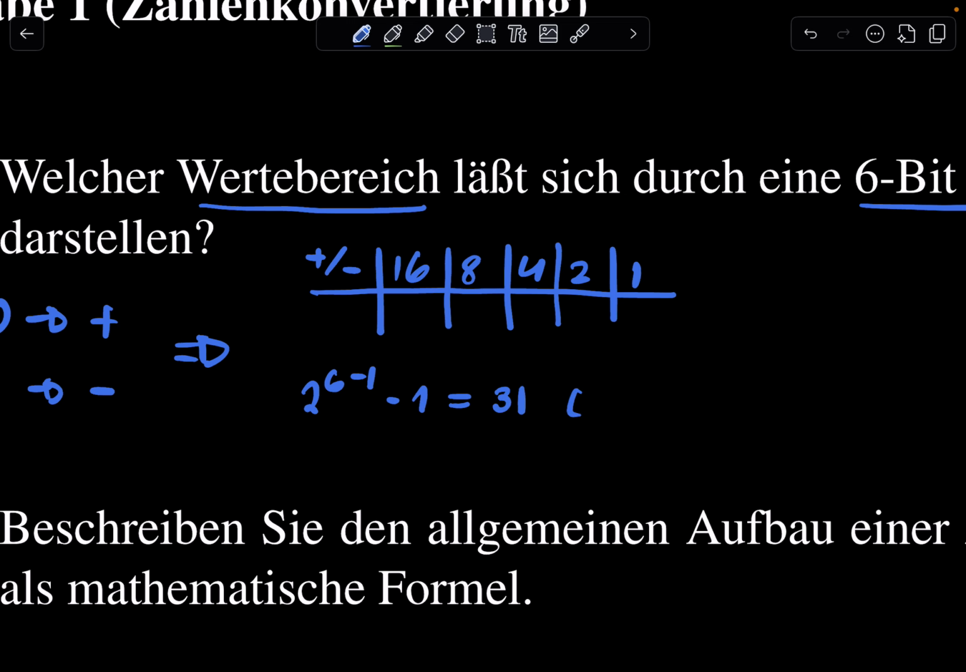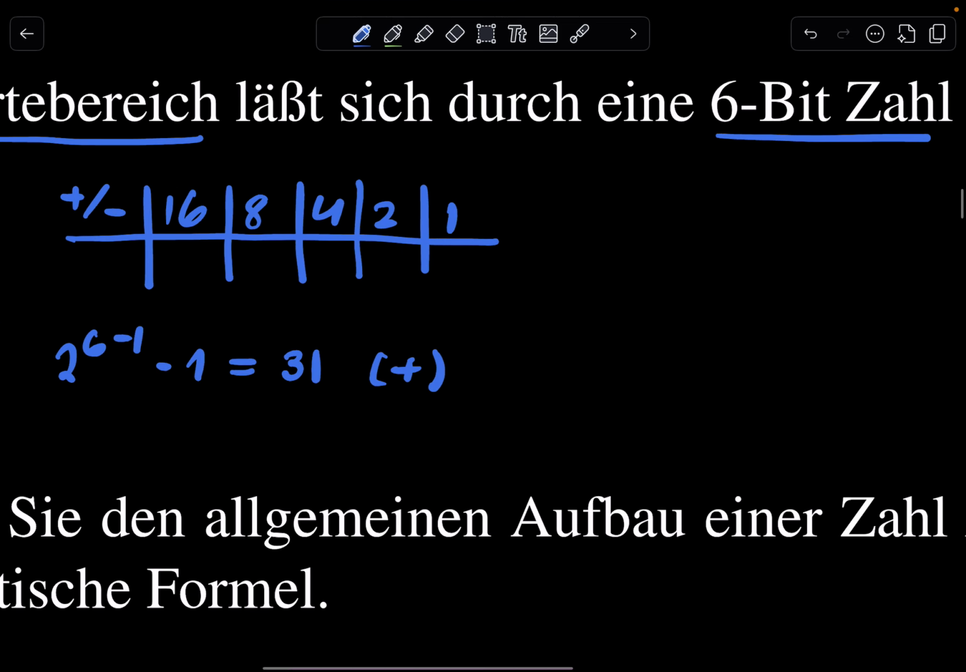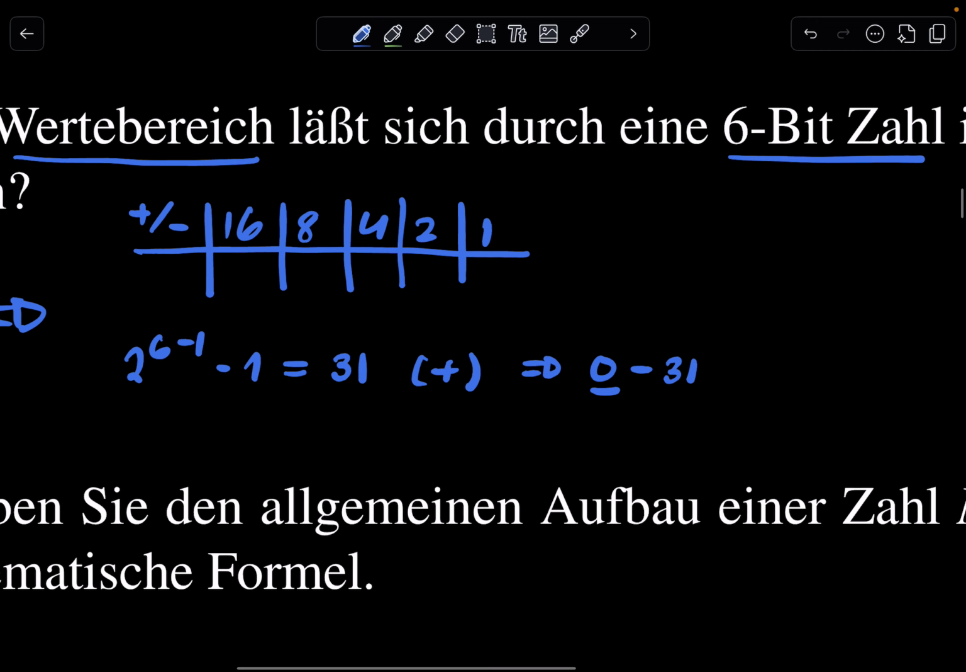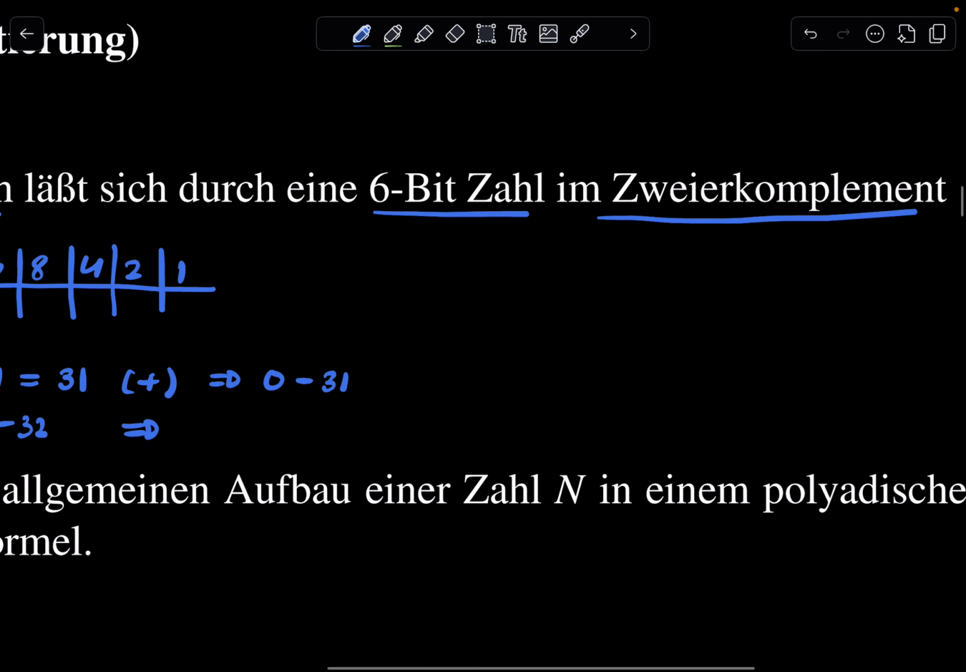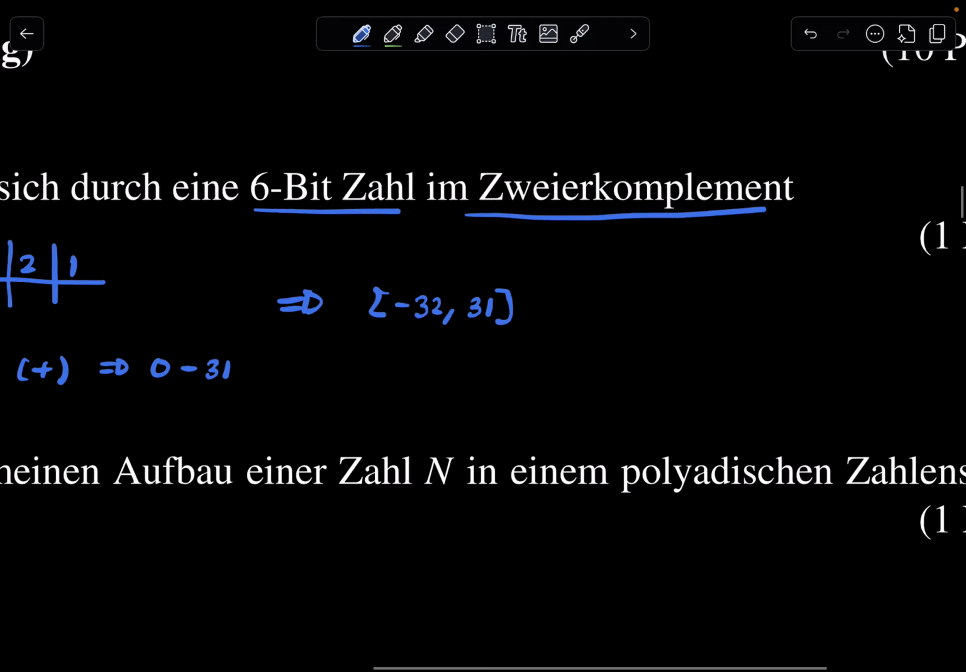That's going to be for the positive numbers, and this includes 0 up to 31. That's why we subtract 1, because we're including the 0 here. And then for the negative numbers, it's the same thing, except without the minus 1, so it's going to be -32. Meaning, after doing all of this, we have a total range of -32 to 31.